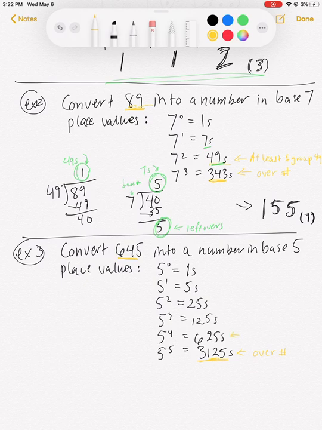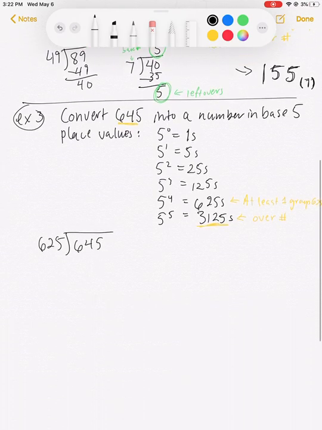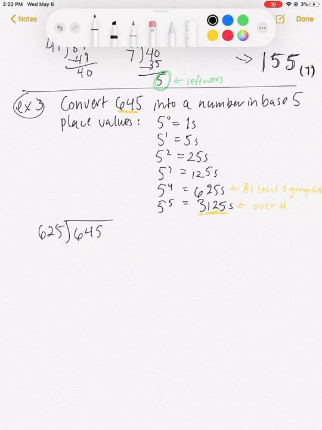This one right here means there's at least one group of 625 in this number. We'll see how many groups there are. We'll take our 645 divided by 625. And when I do that, I know that there's one group of 625 in there. Subtract that off and I get 20 leftovers. Okay, now this 20 leftovers is all I got. We're going to label what we found here. So there's one group of 625.